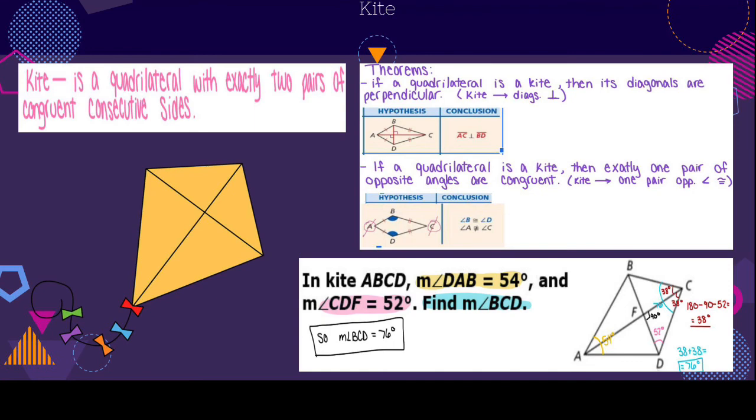There are 2 theorems for a kite. One of the theorems is if a quadrilateral is a kite, then its diagonals are perpendicular, and another one is if a quadrilateral is a kite, then exactly one pair of opposite angles are congruent. Here's an example. It's asking you to find the measure of angle BCD.